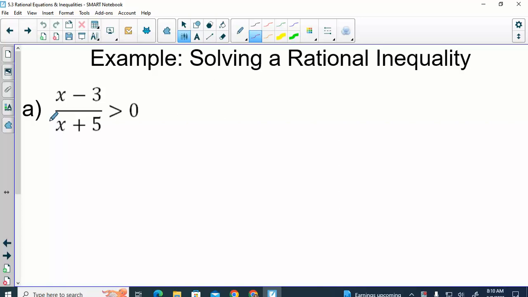No. What happens if you multiply by a negative in an inequality? It flips. So I don't know if it's positive or negative, which means I don't know if I can flip my sign or not, which means we can't multiply that. So in these rational inequalities, you cannot multiply by a variable. So here is what we're going to do instead.